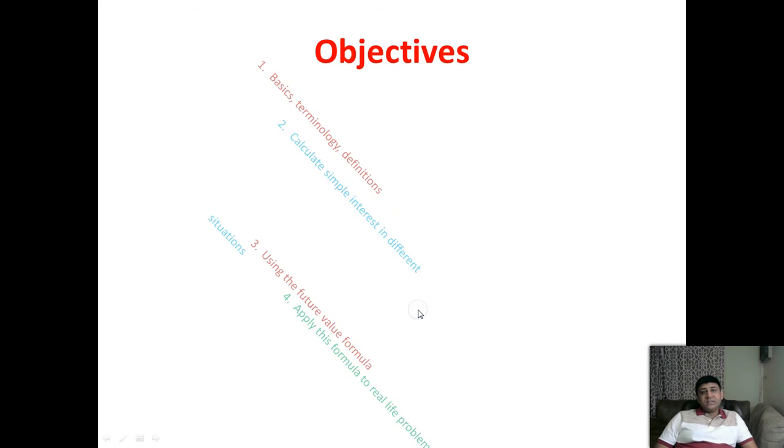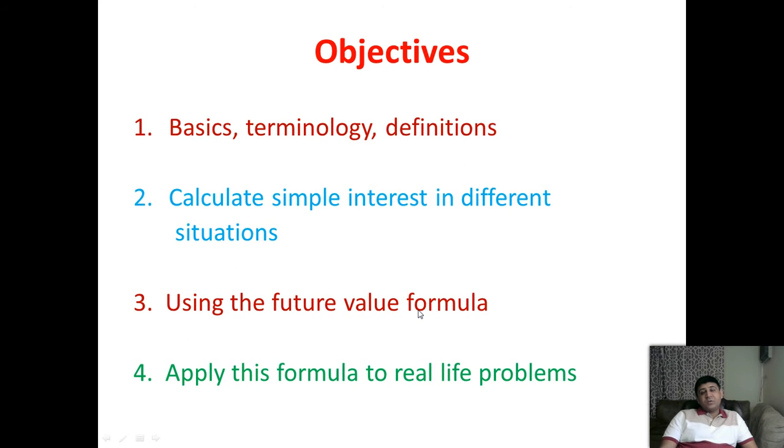Now in this section, which is about simple interest calculations, we will start our lecture with the basics, terminology and a few definitions. Then we'll learn how to calculate simple interest in different situations, and then we'll move a step forward and extend this formula to calculate the future value of a given investment. And then we will also look at a few real-life situations where we will calculate simple interest and future value.